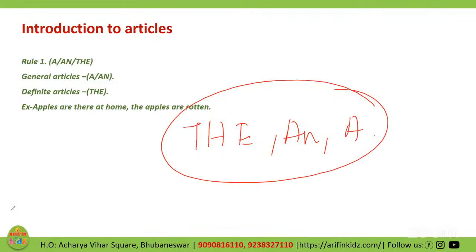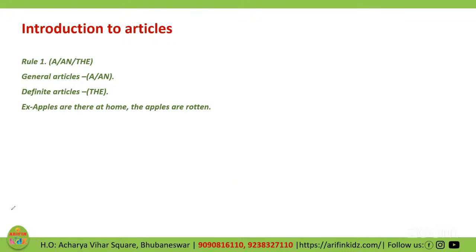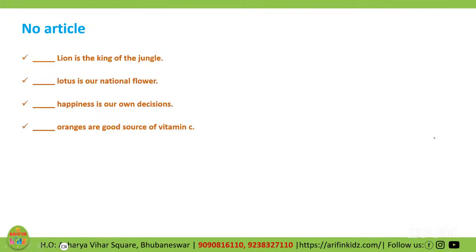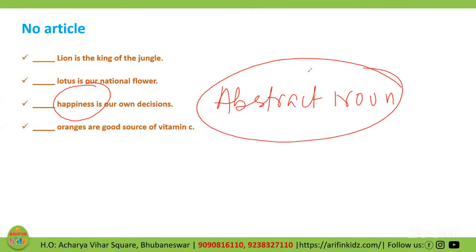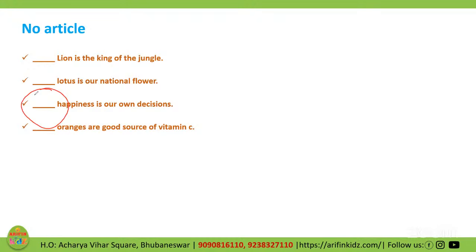Now, there are some nouns where we do not use any articles. For example, if you can see the third example over here, happiness. It is an abstract noun, so we do not use any articles. It is not required. A, an, the, or also would be wrong. So it does not require any articles. So we leave it blank.